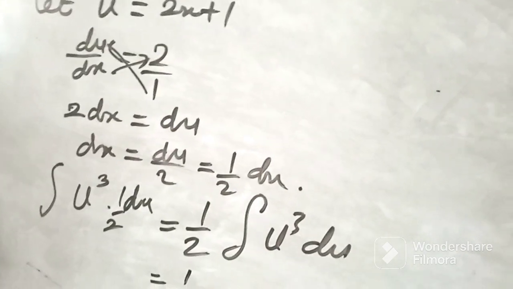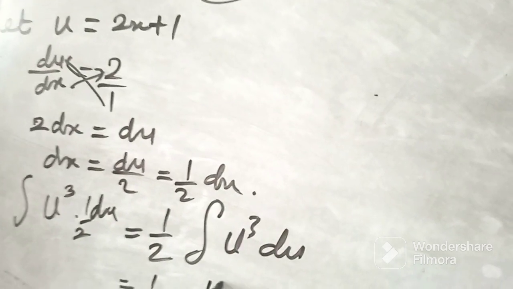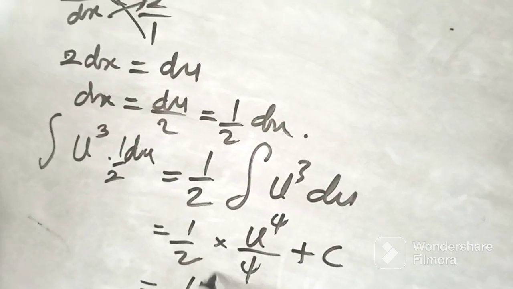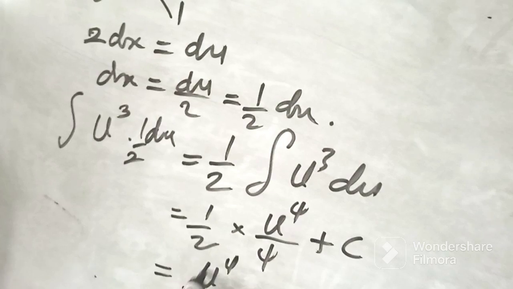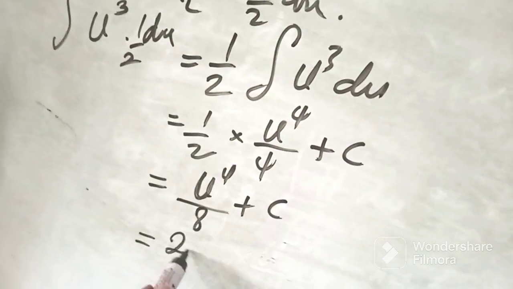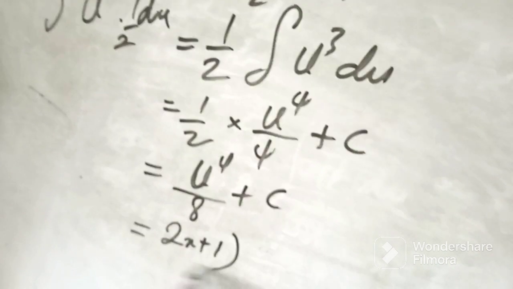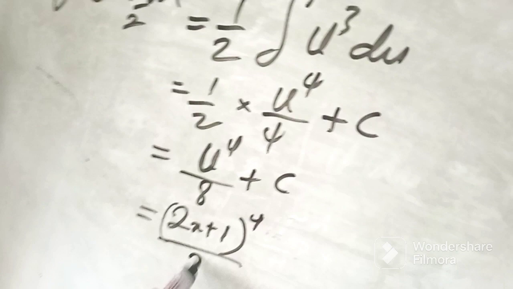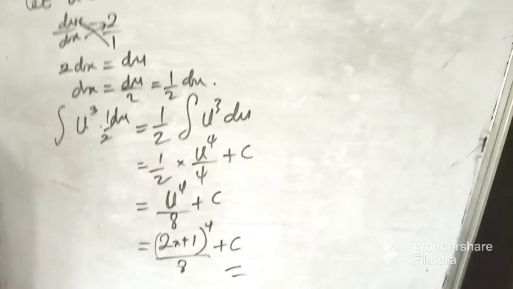Then that will give me half times, integrate this one will give us u raised by 4 over 4 plus c. And that will give me u raised by 4 over 8 plus c. And what is u? Don't forget that we said u is 2x plus 1, so we have 2x plus 1 raised by 4 over 8 plus c. So that's it. Very simple.